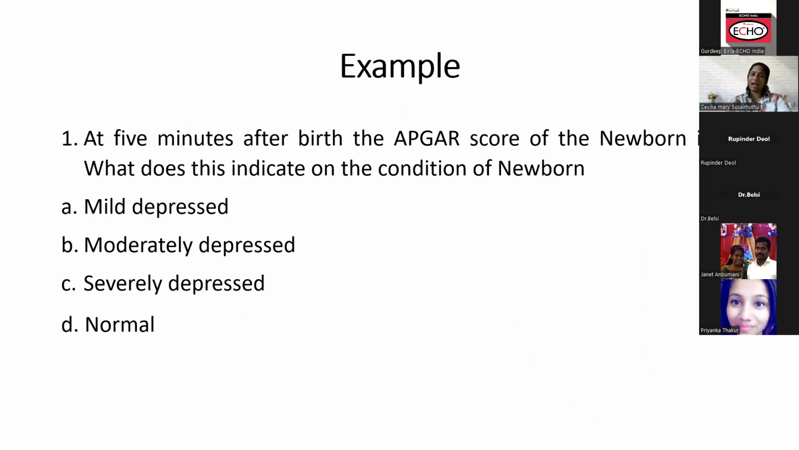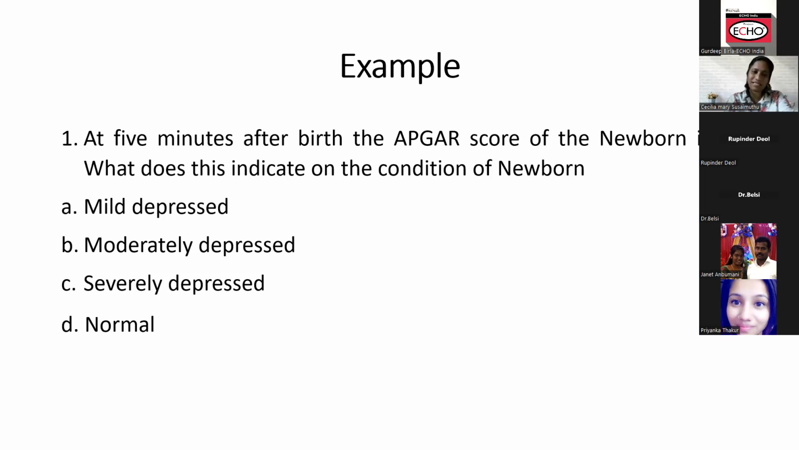Example for this: at 5 minutes after birth, the Apgar score of a newborn is 9. What does this indicate on the condition of the newborn? Any answer? Anyone from pediatrics, OBG? At 5 minutes after birth, the Apgar score of a newborn is 9. What does this indicate on the condition of newborn?